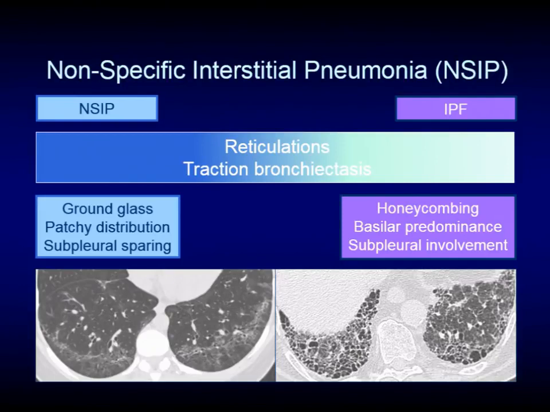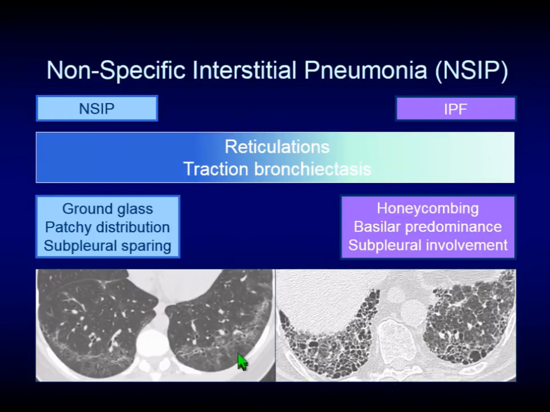So if you compare this to UIP, they're kind of two ends of the spectrum in terms of looking. NSIP tends to be more soft, homogeneous, it's a little patchier, and again, we have that characteristic subpleural sparing. But on the opposite end of the spectrum, we have IPF UIP, which is coarse, it's a lot of irregular lines, reticulation, and there's honeycombing, right? And rather than the subpleural sparing, the disease comes all the way to the lung edge.